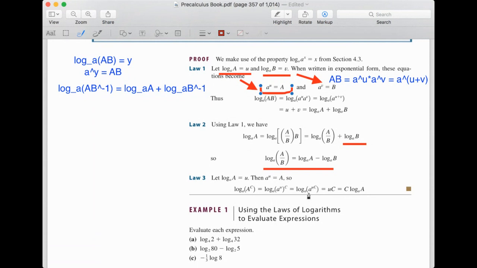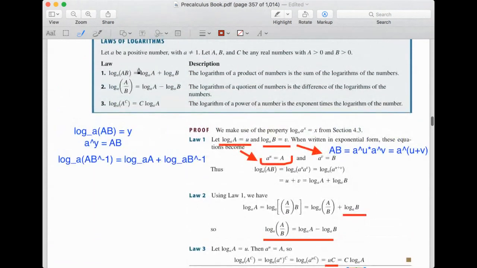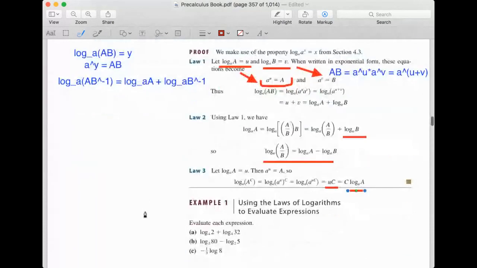Now base is a here, and the inside log is the exponential form, also with base a. So log and exponential cancel each other. So in the end, we'll get u times c. Or u is just log a, right? Just temporarily use a substitution. So we get c log a. So those three are super, super important properties or laws of logs. All right, these all come from exponential form. Right. All right, let's use it for some examples.